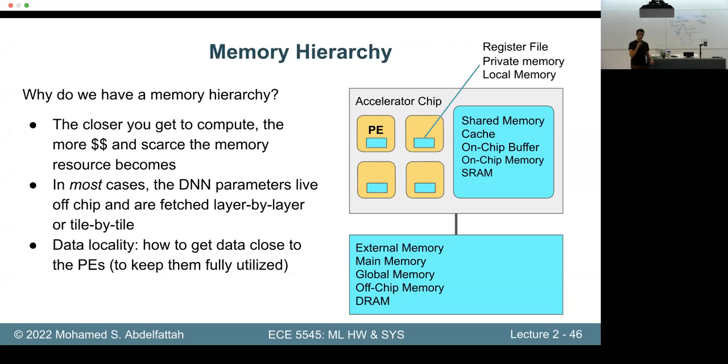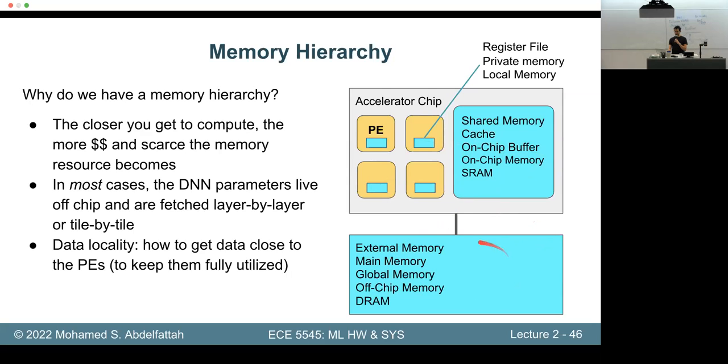Whereas when you go a bit farther, you have this big block of memory that makes sure the data is on chip. Again, these are usually called shared memory, caches, on-chip buffers, on-chip memories, or SRAM. The reason I'm labeling all of the different names for it here is that you will hear people use these things interchangeably, so you should know the terminology.